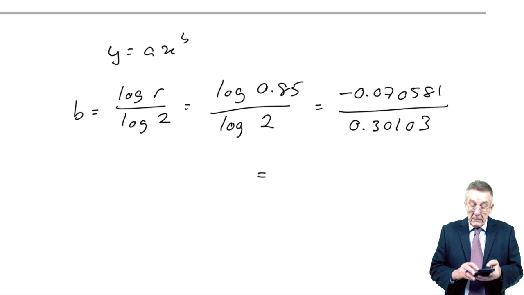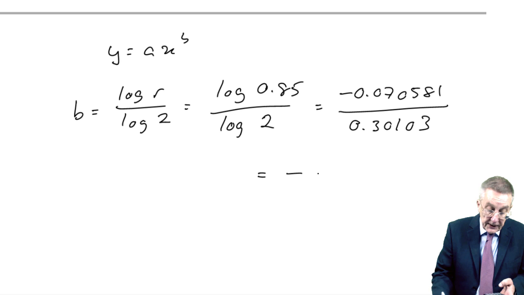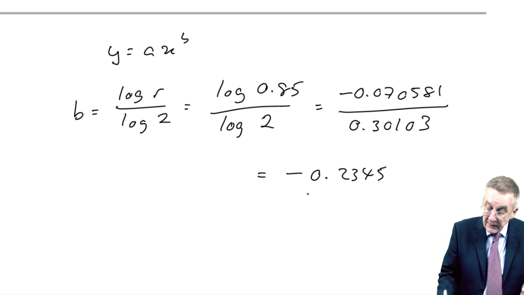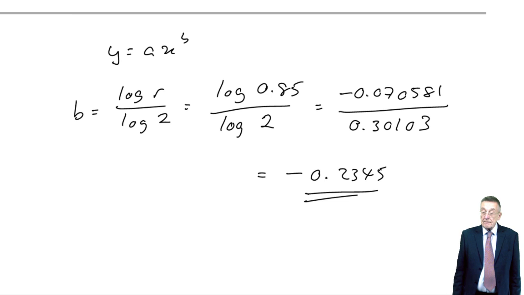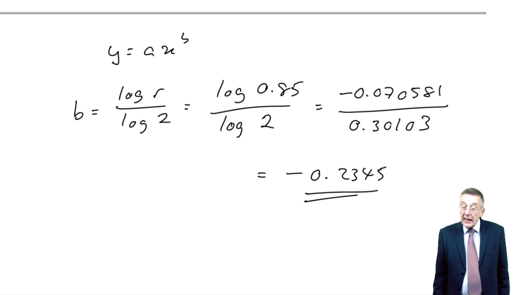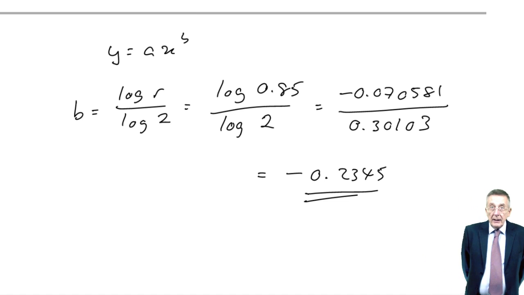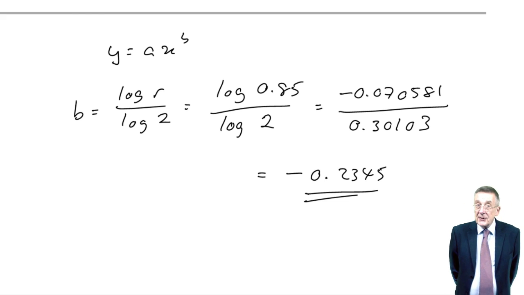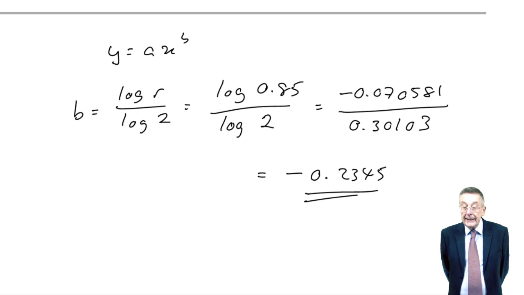But if I divide 0.070581 divided by 0.30103, I get minus 0.2345. And we normally write this to 4 decimal places. Now, I did say earlier, it is extremely unlikely that you would actually be asked to calculate it. So far, questions have always told you what B is. And don't go checking the examiner. If the examiner says it's minus 0.2345, you used to put 345.